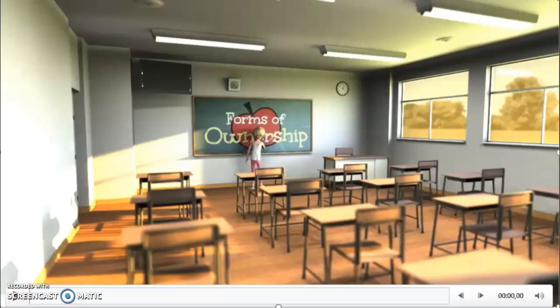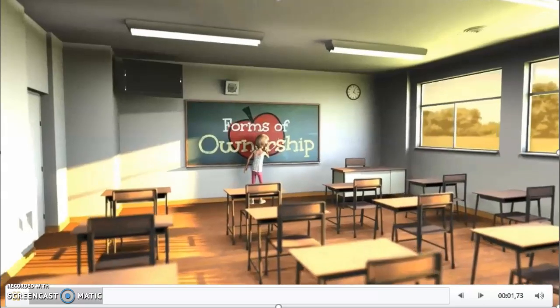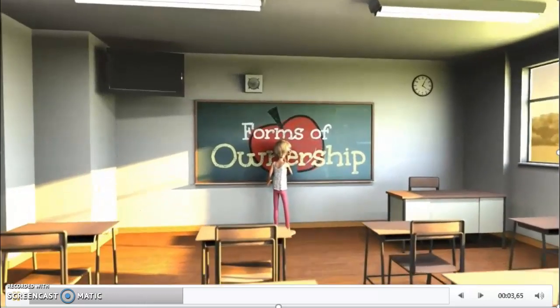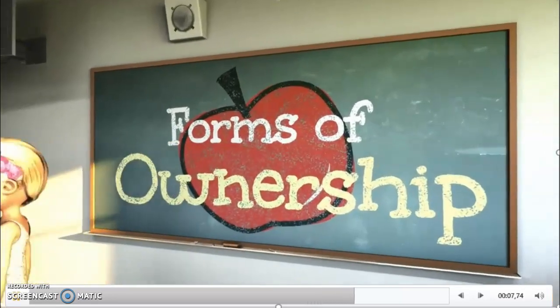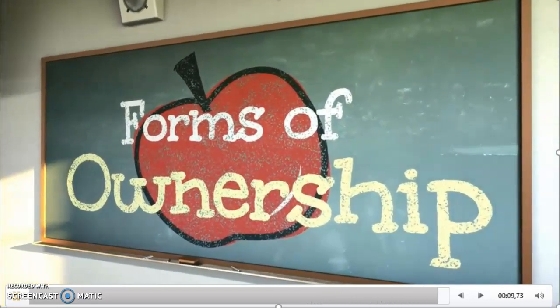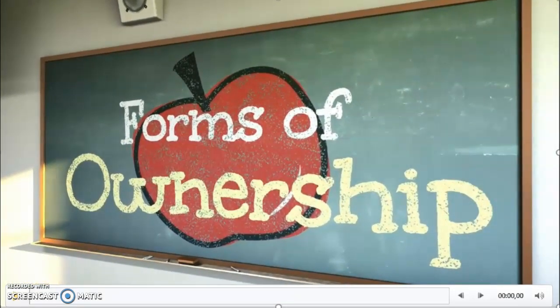Today we're going to be looking at a topic called forms of ownership. Now, this topic is asked from grade 10 all the way to matric, and there are a number of forms of ownership that you will need to be able to identify their characteristics as well as the advantages and disadvantages. So to start off with today, we are going to start with the simplest and easiest form of ownership, and that is the sole trader.